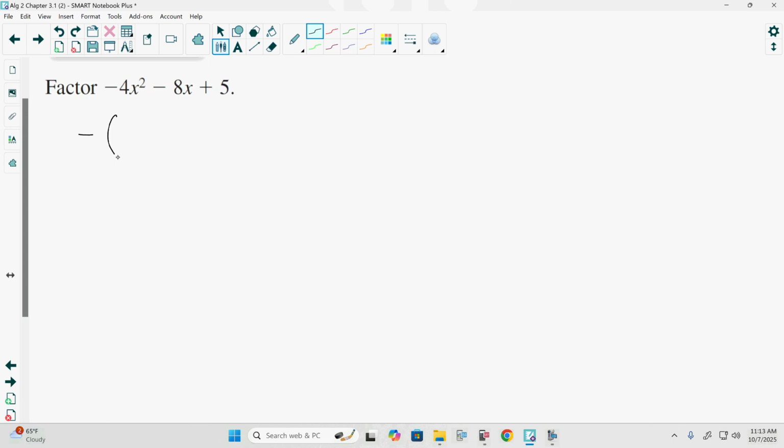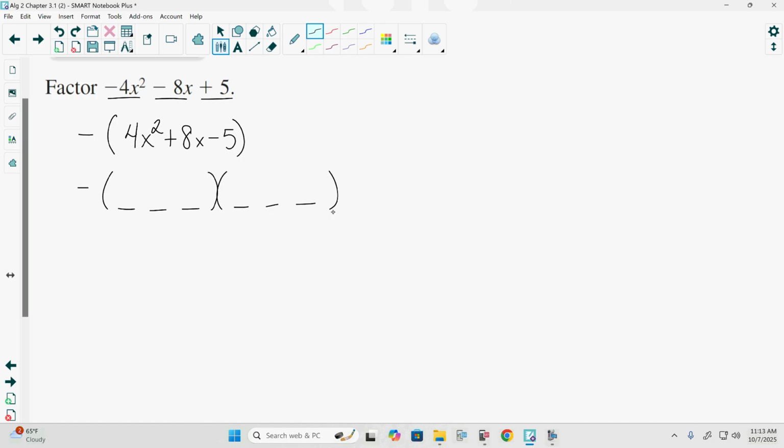Now, since there's not a number for 4, 8, and 5, we just are going to take out that negative. When we factor a negative out of negative 4x squared, it's going to become positive 4x squared. When we take the negative out of negative 8x, it's going to become positive 8x. And when we factor the negative out of positive 5, it's going to become negative 5. And we get this here. So the only thing that we're doing is just pulling that negative out.